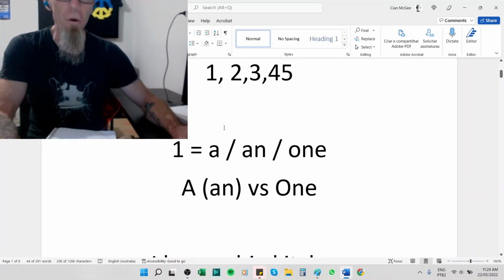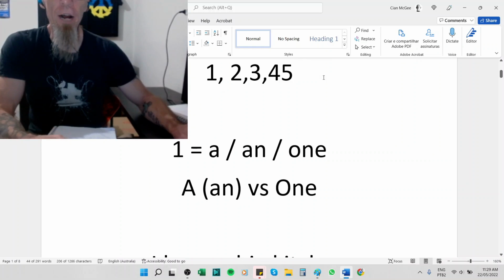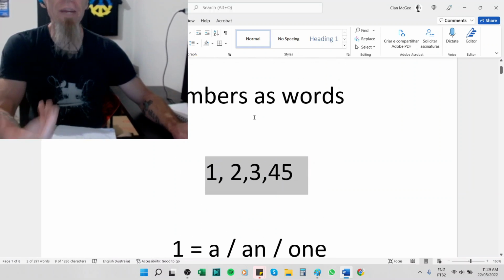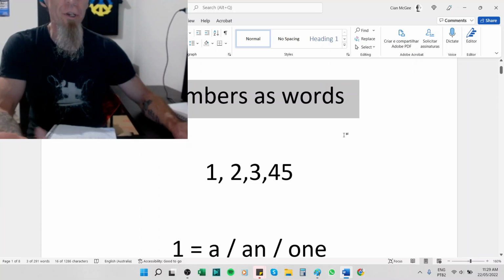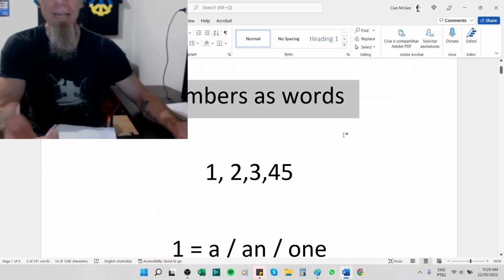So let's review what we did today. We're just looking at numbers and how we can express numbers as words in English to make life easier so we don't have to be exact all the time.